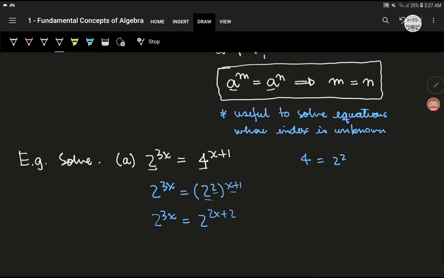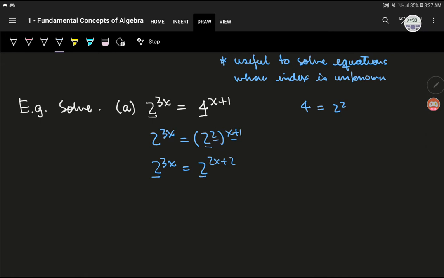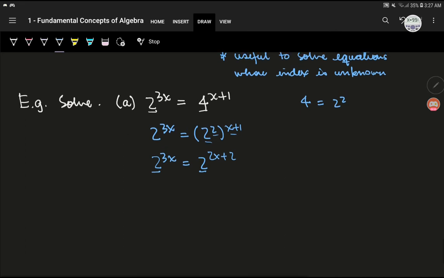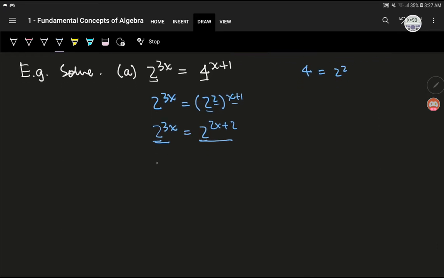Now we have this form, same base. This base is 2, this base is also 2, sorry, I misspoke today. Since this index equals this index, this implies that 3x equals 2x plus 2. Now we want to find the value of x. This one is just simple algebra. So x is 2.